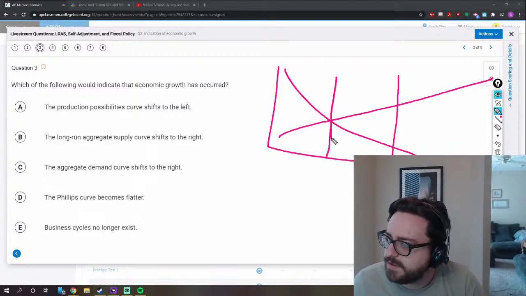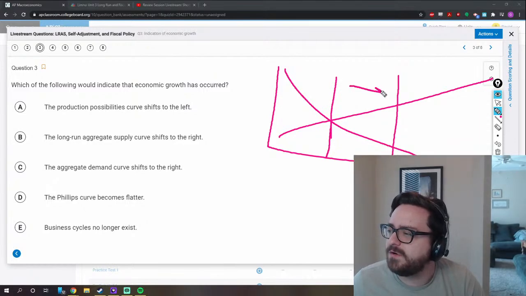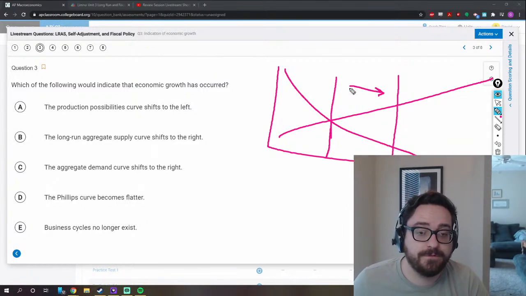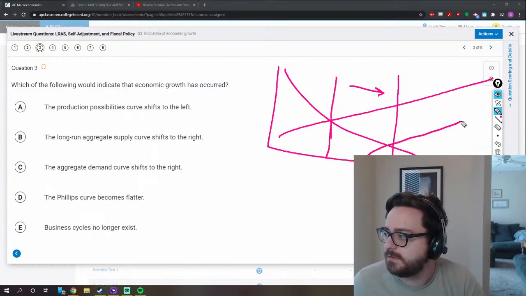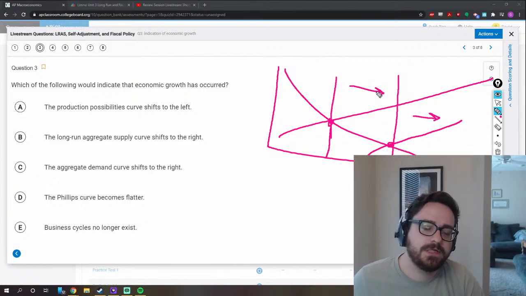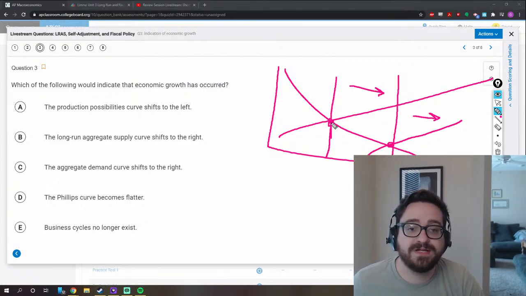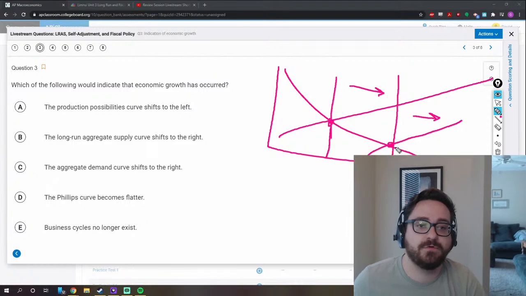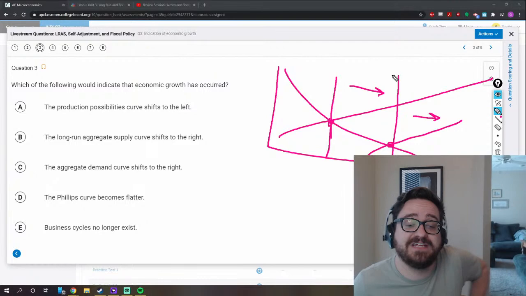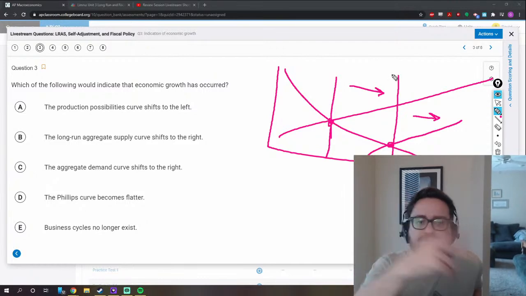So if I started off here and I said, hey, we've got way more capital than before, my LRAS would shift there, my SRAS would also shift there. So now I go from this point to that point, which means my current level of production was this, my next level of production is that, and it's going to stick around there and not just go back to where it was before. It'll actually lock in there because the LRAS moved. If the LRAS didn't move, then it would just always revert back to equilibrium.